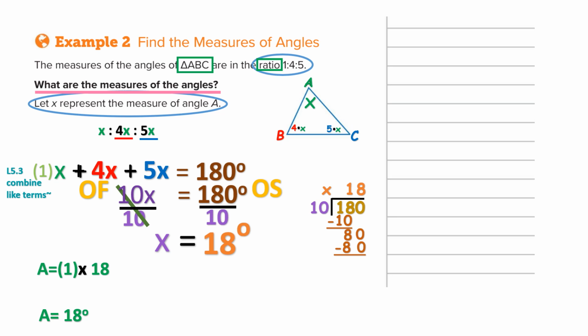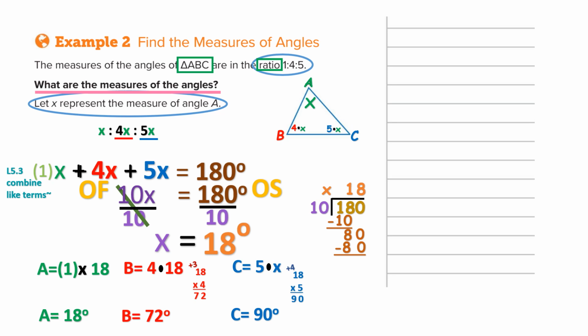When I go to the B, the one I've color coded in red, I had 4x, which would be 4 times x. So I have 4 times 18. And 4 times 18 gives me 72. So I'm saying that angle B is equal to 72 degrees. And then I do the exact same thing for C. I'm going to plug in where I have 5 times x, I'm going to plug in 18 for x. So I'm multiplying 18 and 5, and I get 90 degrees. So C is equal to 90 degrees.